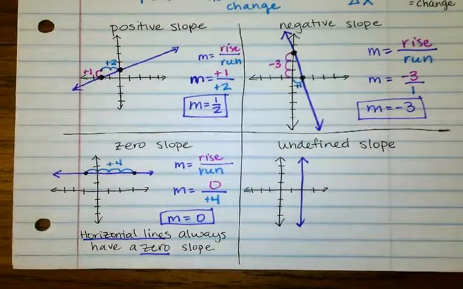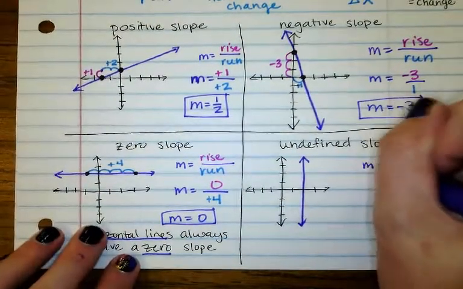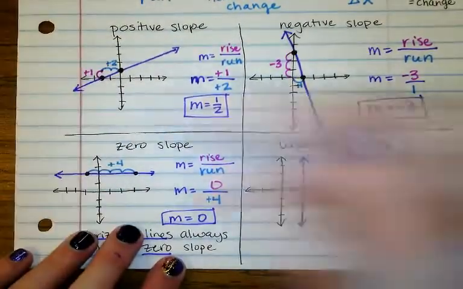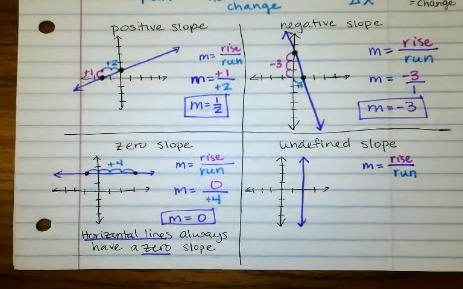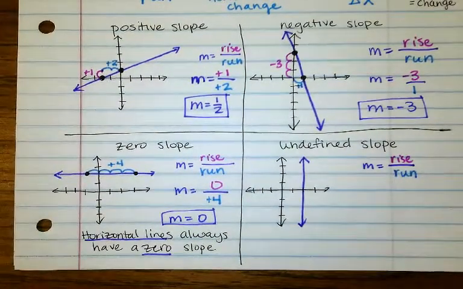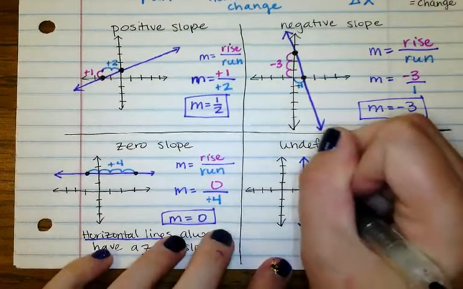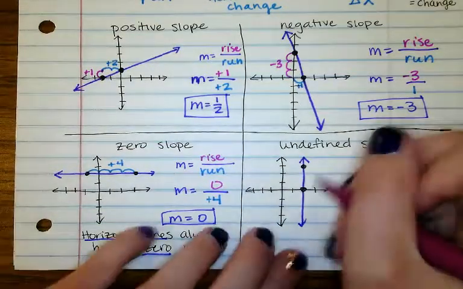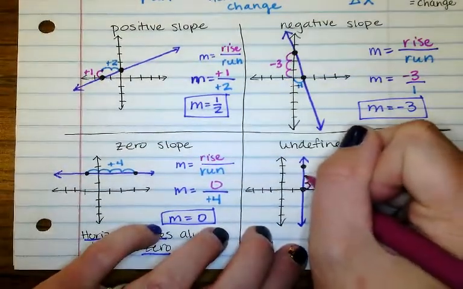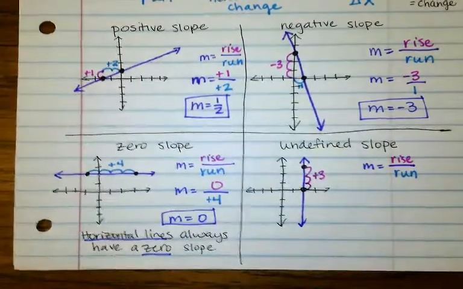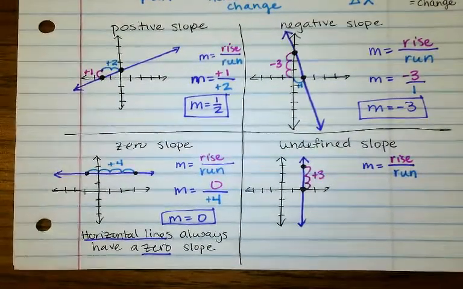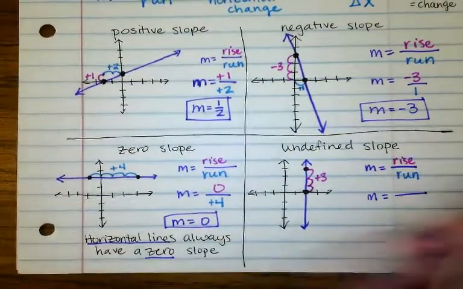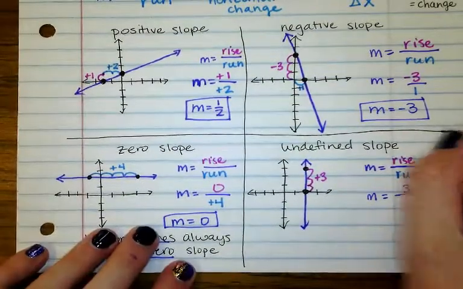Because remember, if our slope is the rise over the run, well guys, can we have a rise on this line? Absolutely. We can have a rise. So this goes up how much? Let's see here. 1, 2, 3. Okay? That goes up 3. But do we have a run at all? Does it run left and right? No. So this would be 3 over 0.